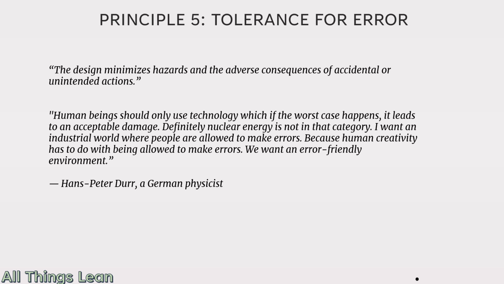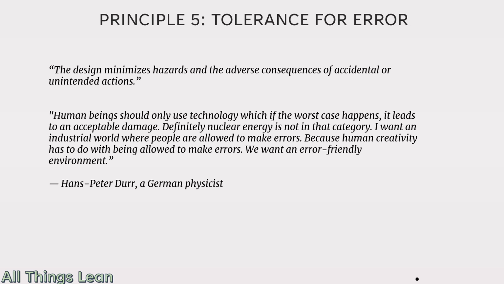Principle 5 talks about tolerance for errors. The design minimizes hazards and the adverse consequences of accidental or unintended actions. Hans-Peter Durr, a German physicist, says human beings should only use technology which, if the worst case happens, leads to an acceptable damage. Definitely, nuclear energy is not in that category.